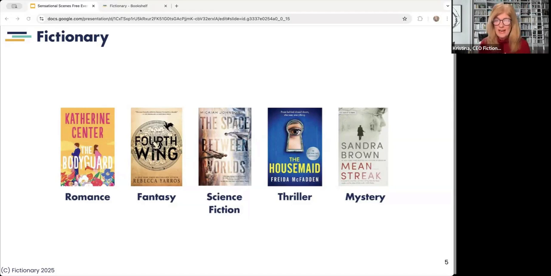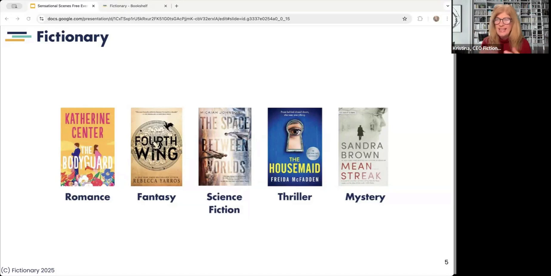In a thriller like The Housemaid by Frida McFadden, it's how will the protagonist survive? And in a mystery like Mean Streak by Sandra Brown, it's who committed the crime and why. A little bit of a difference, just to throw it in there. A psychological thriller would be what really happened, because usually there's an unreliable narrator, so we don't really know.